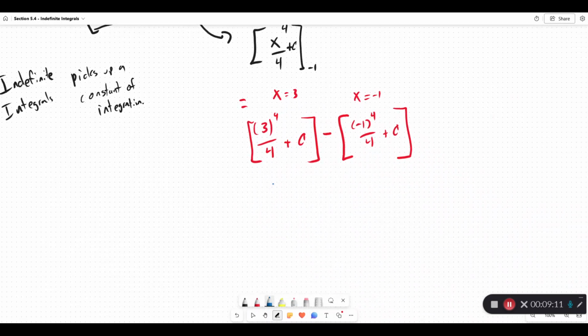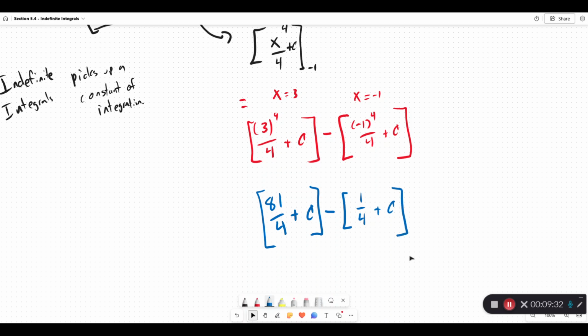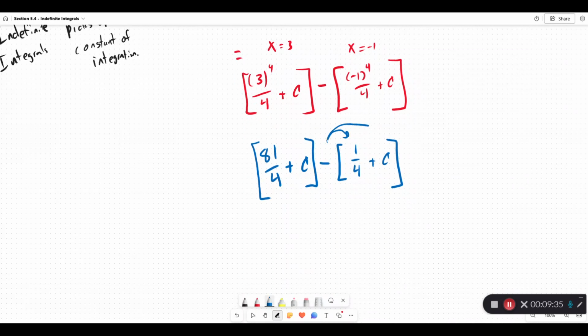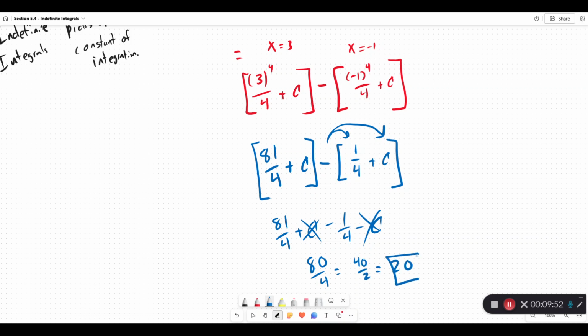3 to the 4, I think is 81. I'm going to check in my calculator. Yep. So this is 81 over 4 plus a constant. -1 to the power 4 is just 1. So minus 1/4 plus c. If we distribute out this negative sign, we get 81 over 4 plus c minus 1/4 minus c. And wouldn't you know it, those things cancel. And the answer is 20.